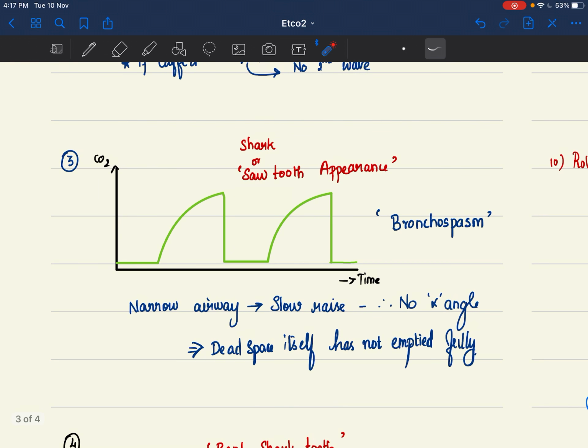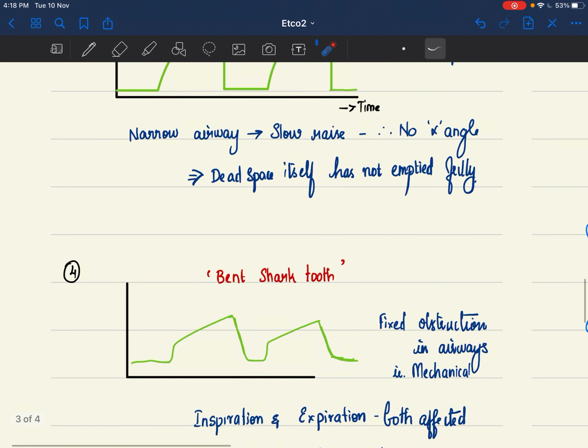The third is the sawtooth appearance. As you can see, there is no upstroke at all. This upstroke is not happening because airway resistance is very high and the exhalation does not happen properly. In fact, throughout this period, the dead space itself has to take so much time to empty. The alveolar phase does not happen at all. So, this sawtooth appearance or shark tooth appearance is suggestive of a bronchospasm. There's no alpha angle there.